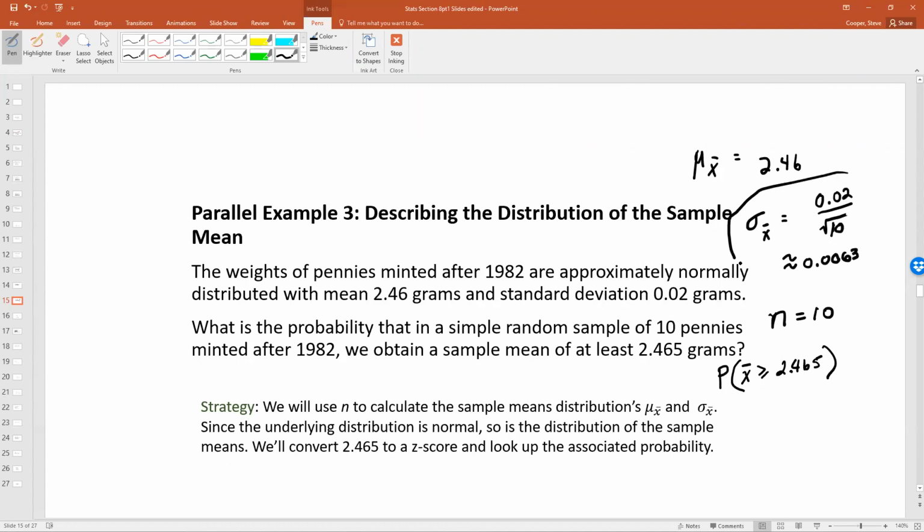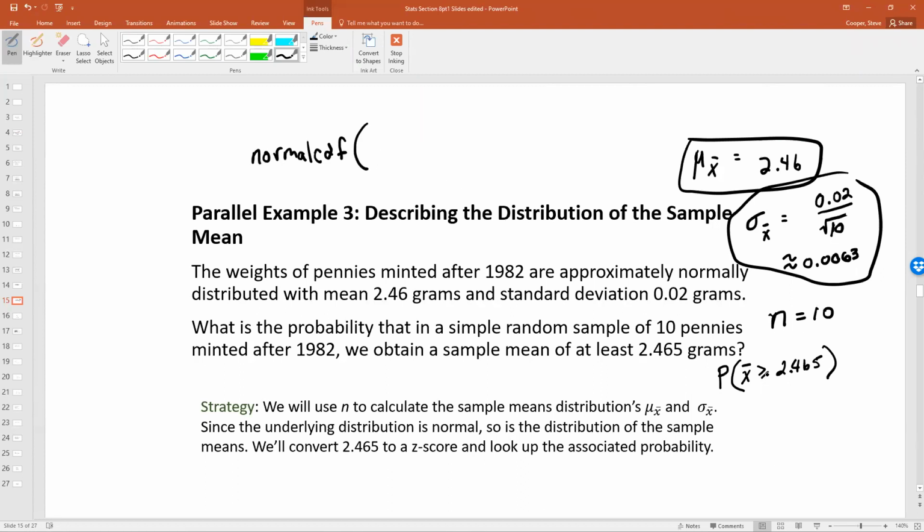Okay, so we've got those parts. Well, I can tap right into, we can look up a 2.465 and convert it to a z-score. Or if I wanted to directly calculate this off my calculator, I now have enough information to do a normal CDF.